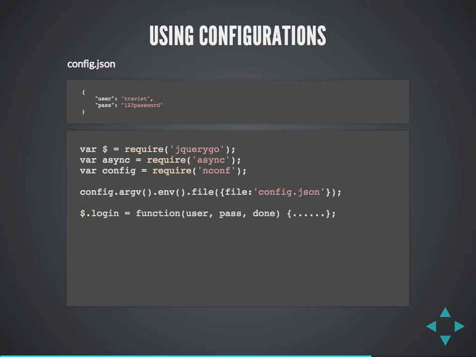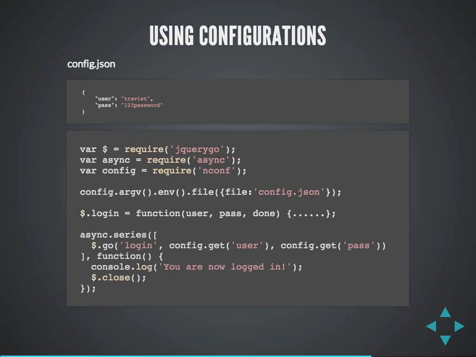So I can actually then use it this way, where I can initialize it. You can accept argument variables. It can accept environment variables. Or you can open up the configuration file. Pretty cool. And then you just use config get user and pass to actually get those values.